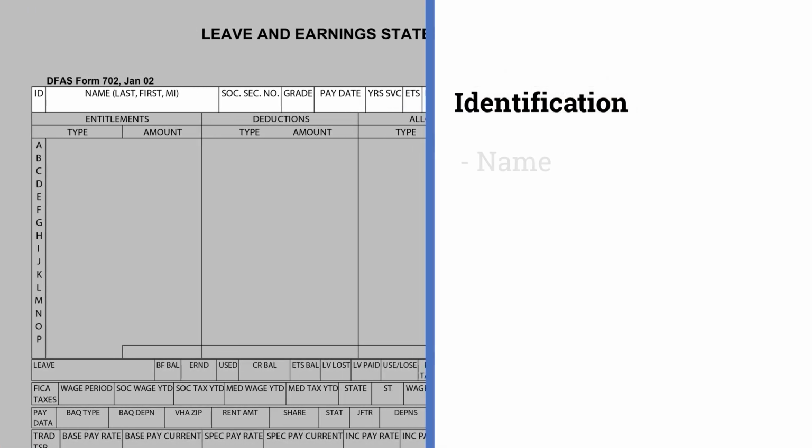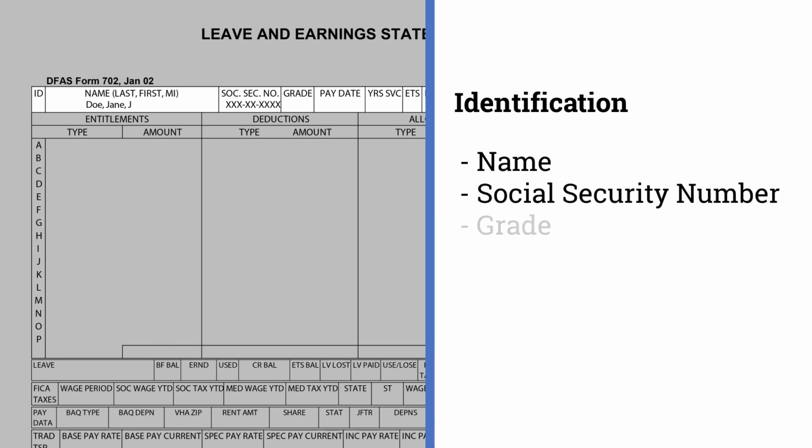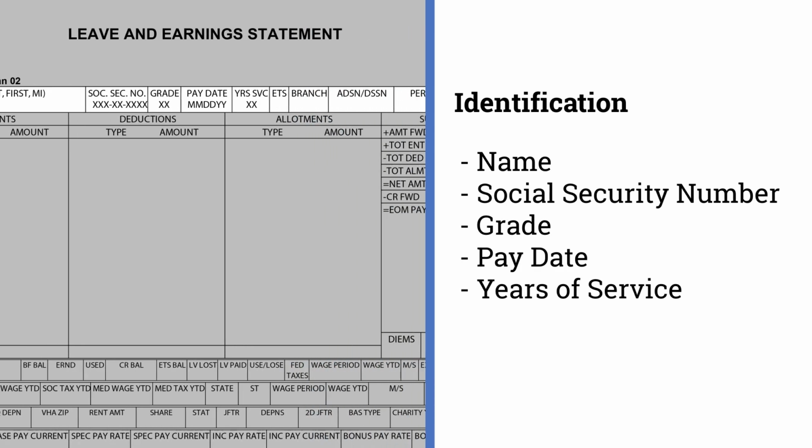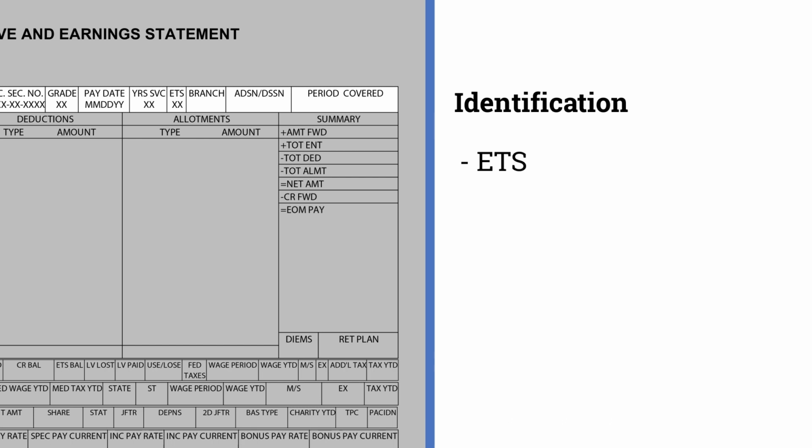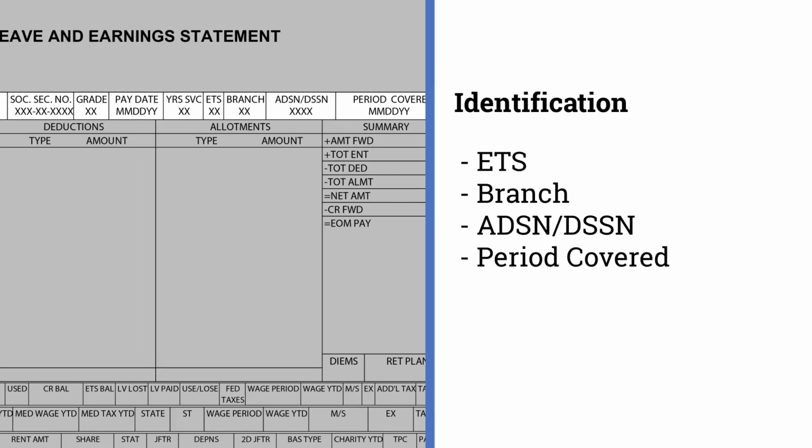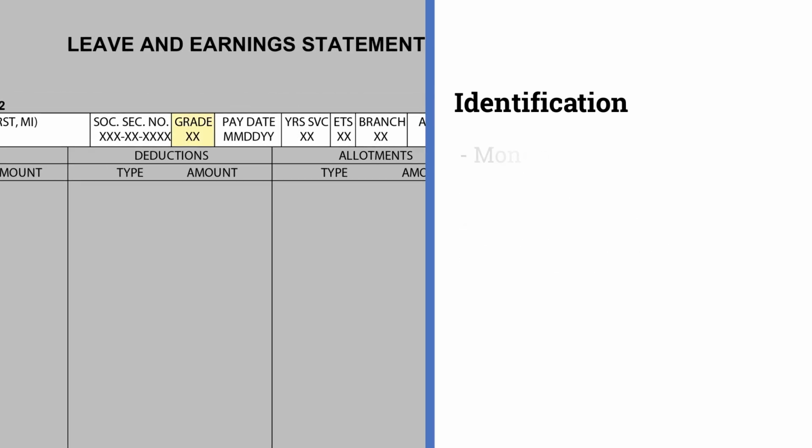Here's where you'll find your name, social security number, current pay grade, pay date, and years of service. You'll also see your expiration term of service, or ETS, your branch of service, the accounting and dispersing station number, or dispersing station symbol number, or ADSN or DSSN, and pay period. Pay special attention to your pay grade and monitor it for accuracy. If it's incorrect, you may receive overpayments or underpayments that could complicate your finances.